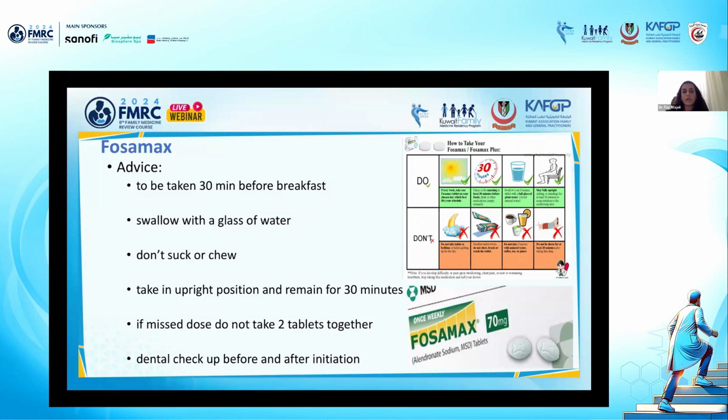You should advise the patient that it should be taken 30 minutes before breakfast, to swallow with a glass of water, to sit upright for 30 minutes, and if the patient misses a dose, not to take 2 tablets together. Because of its prescription requirement, compliance to this medication is sometimes difficult for the patient, and because of its contraindications, some patients are not compliant to it and favor denosumab more, which is the injectable monoclonal antibody that is available in the secondary care.